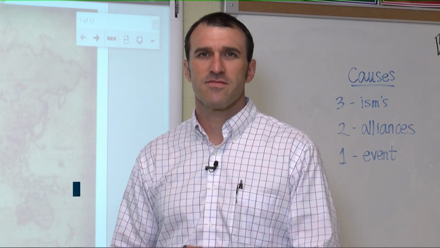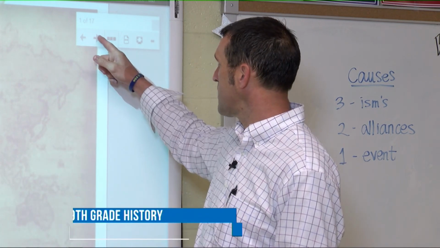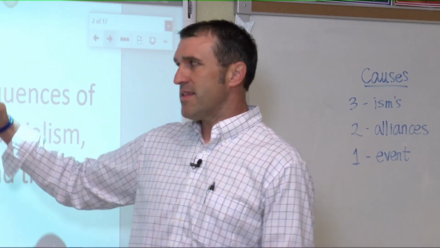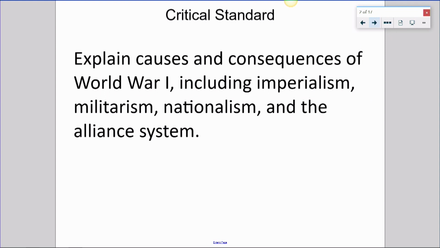This is the second of 6 lessons that we'll be presenting on 9th grade world history. We'll pick right back up where we left off. If you remember last time, we were looking at the first of 3 critical standards, and that standard is to explain causes and consequences of World War I, including imperialism, militarism, nationalism, and the alliance system.